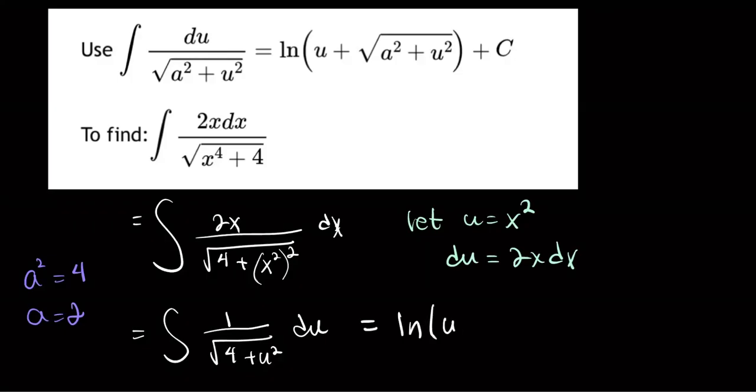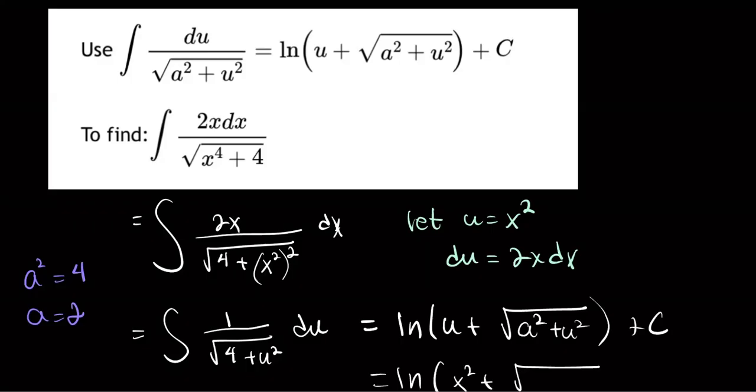So it's ln of u plus the square root of a squared plus u squared plus c, and then I plug and chug. So ln of u, which is x squared, plus a squared, which is 4, plus, because a was 2, that's another important thing there, plus u squared, which was x squared squared, which of course turns into x to the 4th, plus c, ta-da. Okay, not so bad.